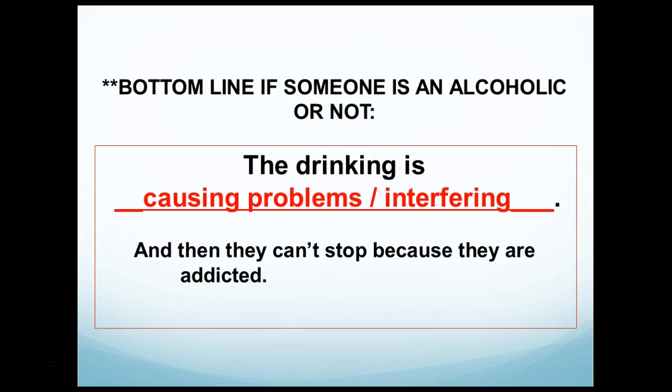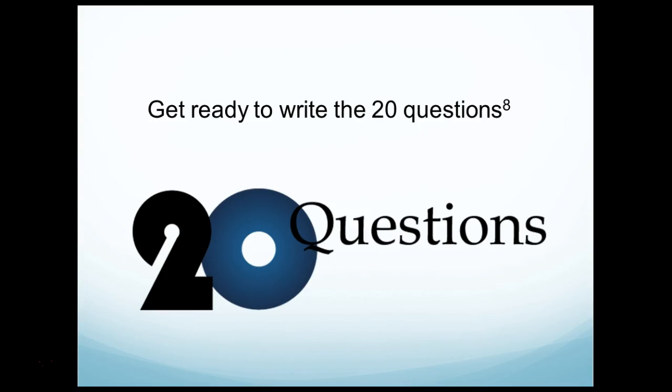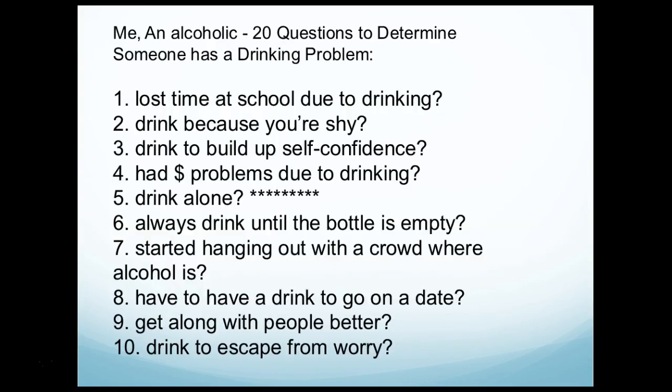Bottom line, whether someone is an alcoholic or not, the question is whether the drinking is causing problems or interfering with your daily life. That is what you really need to know. Is alcohol causing problems in my daily life? Can I not stop it? Then you're probably addicted and need help. So, what are the 20 questions? What makes me an alcoholic? What are some things that I need to know?